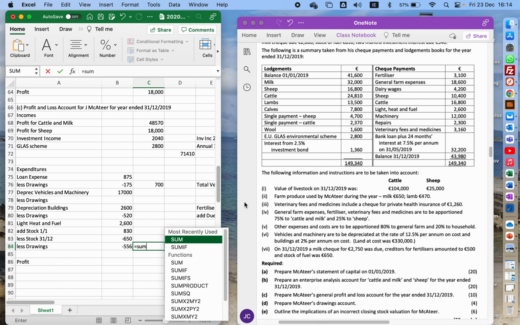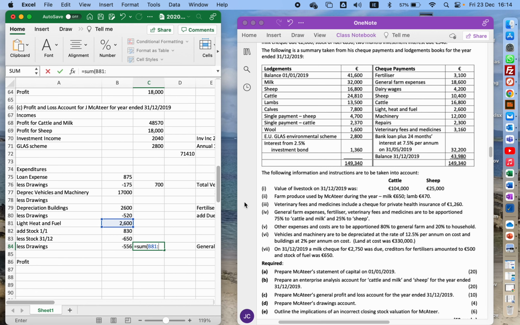So we have that's all of my light, heat and fuel. I have my depreciation of buildings. I need to do depreciation of my machinery. Oh, that looks correct. So I'll add up and I'll get my overall total. And I get my profit.